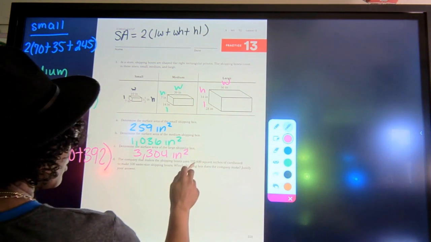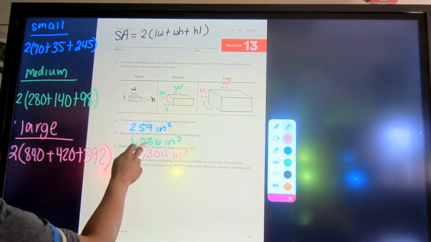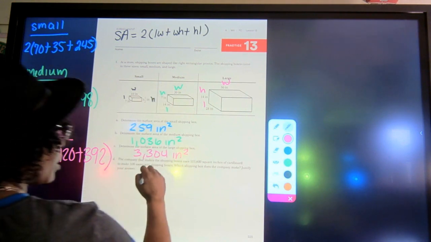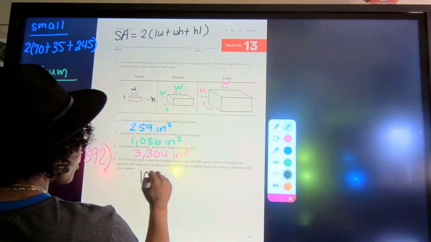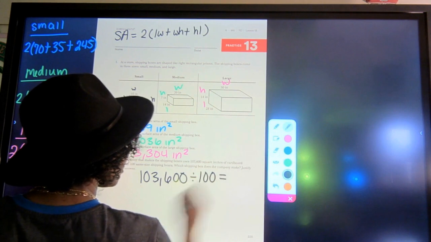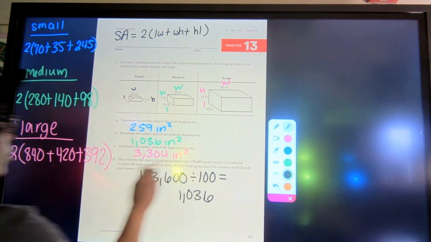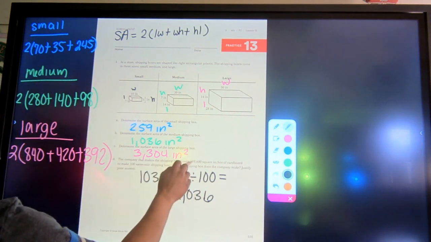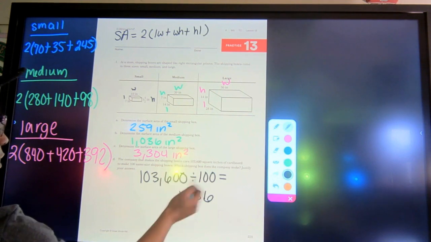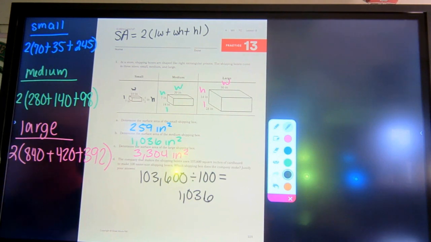If it's 103,600 and it's 100 same size, that's definitely going to be the medium size, because 103,600 divided by 100 is going to equal 1,036. So if they're using 100, it makes 100 boxes using this amount. You just divide by that amount and you find that it would be the medium sized boxes that the shipping company is making. All right, so that completes that particular part.